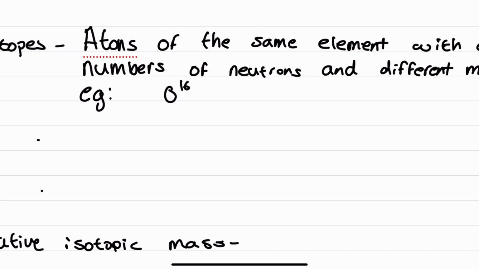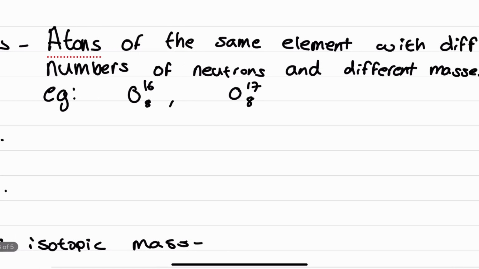Now, examples are oxygen 16 compared to oxygen 17. Now, as you can see, they have a different number of neutrons. The reason why you can see this is because the bottom number, which is the smaller number, is the number of protons. These stay the same between both isotopes, but the masses differ, right? Which is in the definition.